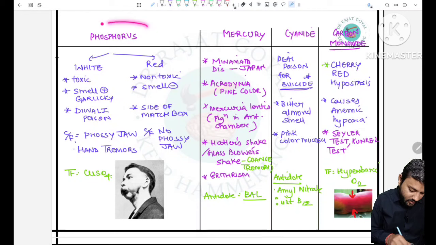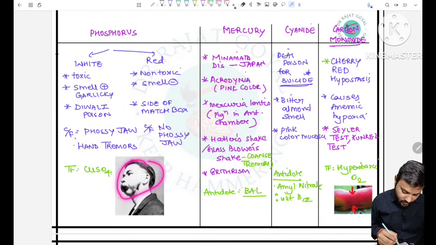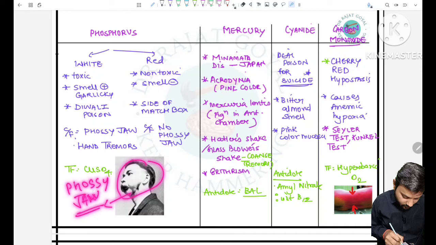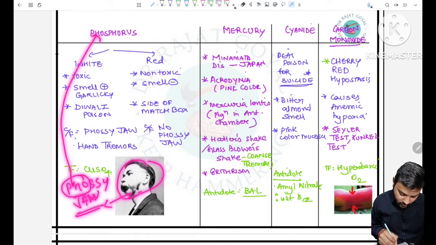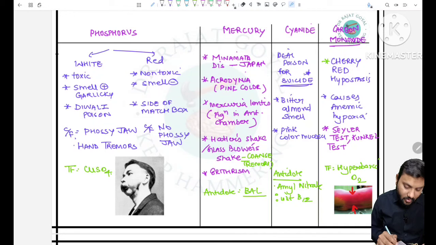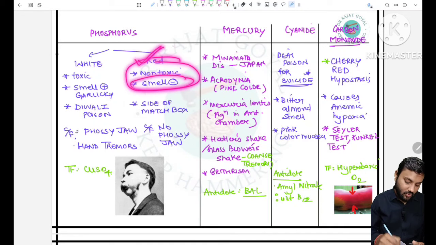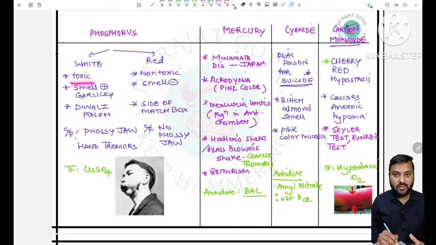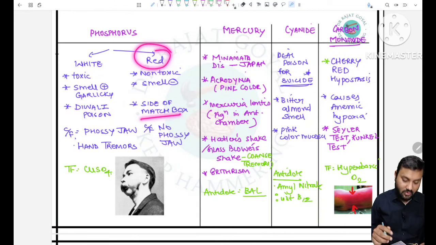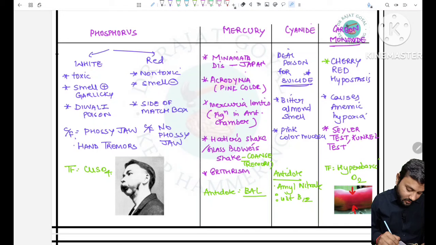Now the next one is phosphorus. So in this image, we can see the jaw. There is an abnormality of the jaw, and this is called phossy jaw. And phossy means phosphorus, so it occurs due to phosphorus. Phosphorus can be of two types: white phosphorus and red phosphorus. The red phosphorus is not toxic, and it does not have any smell, so it is not harmful for us, but the white phosphorus is very harmful. It is toxic. It has a garlicky smell, and it is used as Diwali poisoning. So it is used in crackers, but the red is used on the side of the matchsticks, that we have seen.